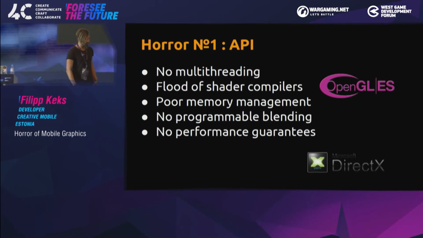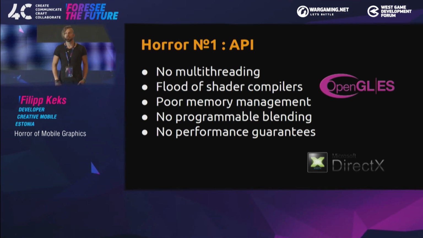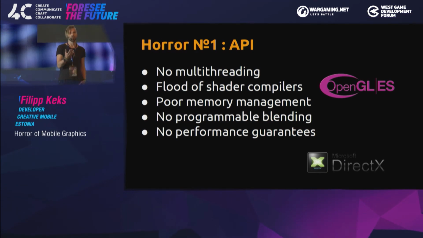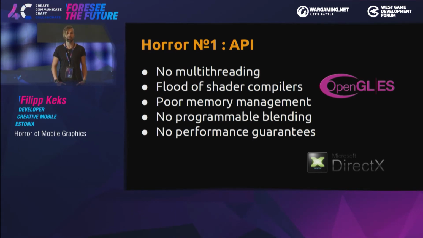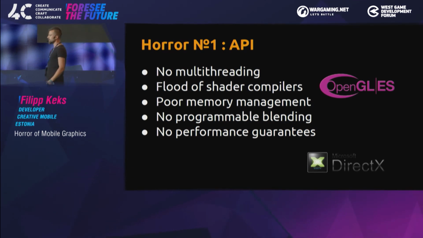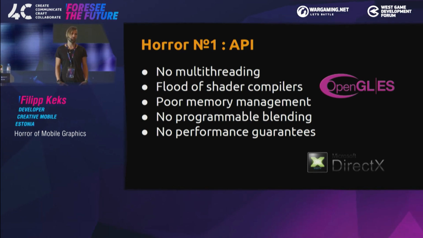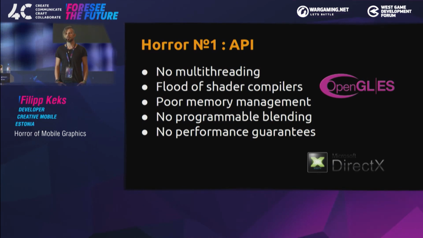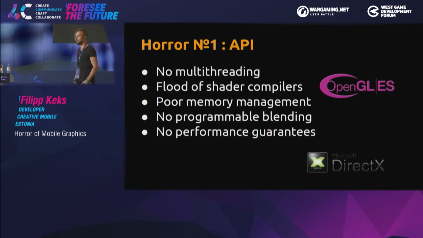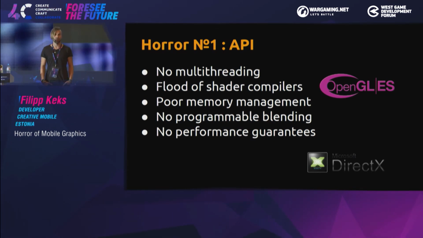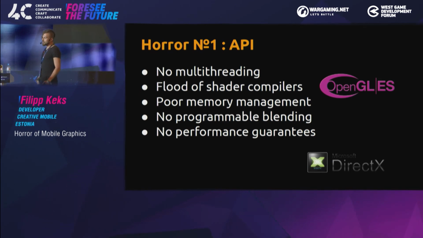The old API also has no programmable blending. In the past, blending was executed in the hardware, so there was a limited amount of functions to blend the pixels together. But now, I don't know if all chipsets have this, but there is programmable blending for mobile devices. There's no access to this programmable blending because of the API. It's possible to use extensions for that, but this is difficult to use. It's not standardized. You shouldn't count on it if you're working on a multi-platform application.